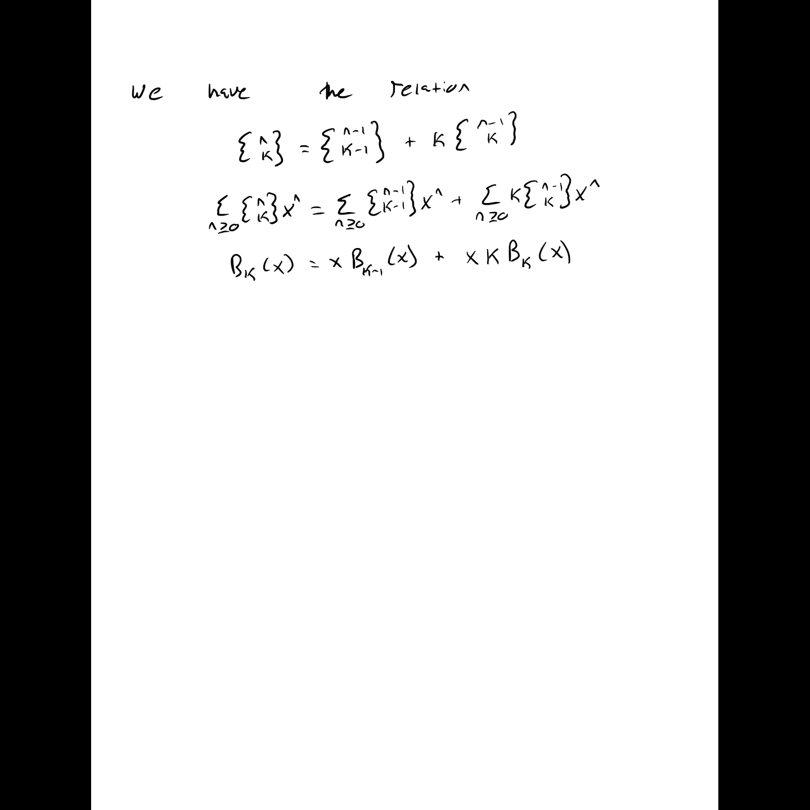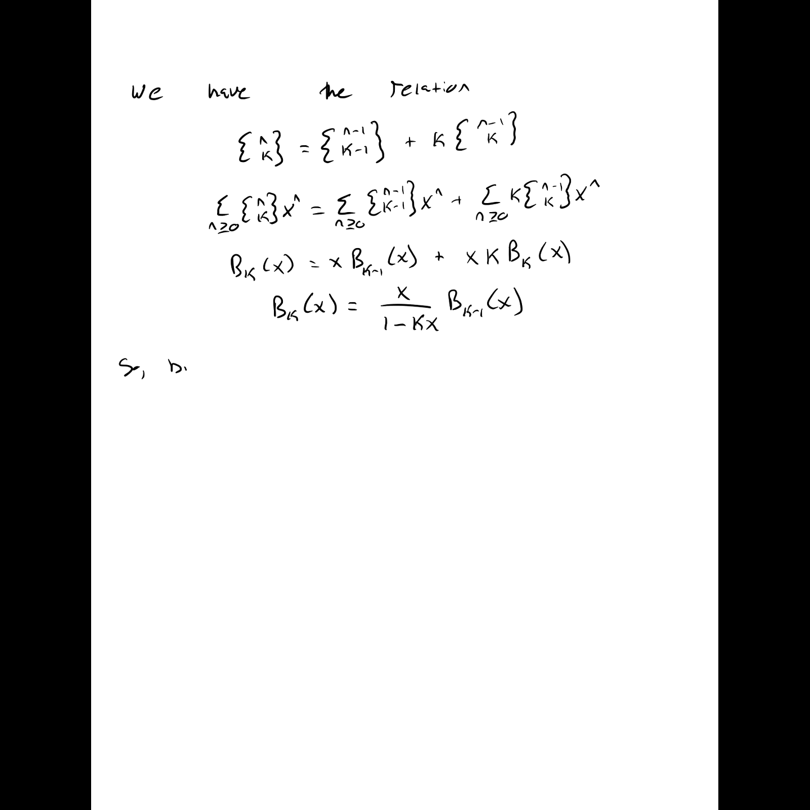Alright, well, this is helpful because I think we can now come up with a recurrence relation for b_k. So we had a recurrence relation for our Stirling numbers. Now we even have a recurrence relation for our b_k's, because if we take this equation and solve for b_k, I'm not going to work out the algebra, but we get x over 1 minus kx times b_(k-1) of x, which is a recursive formula.